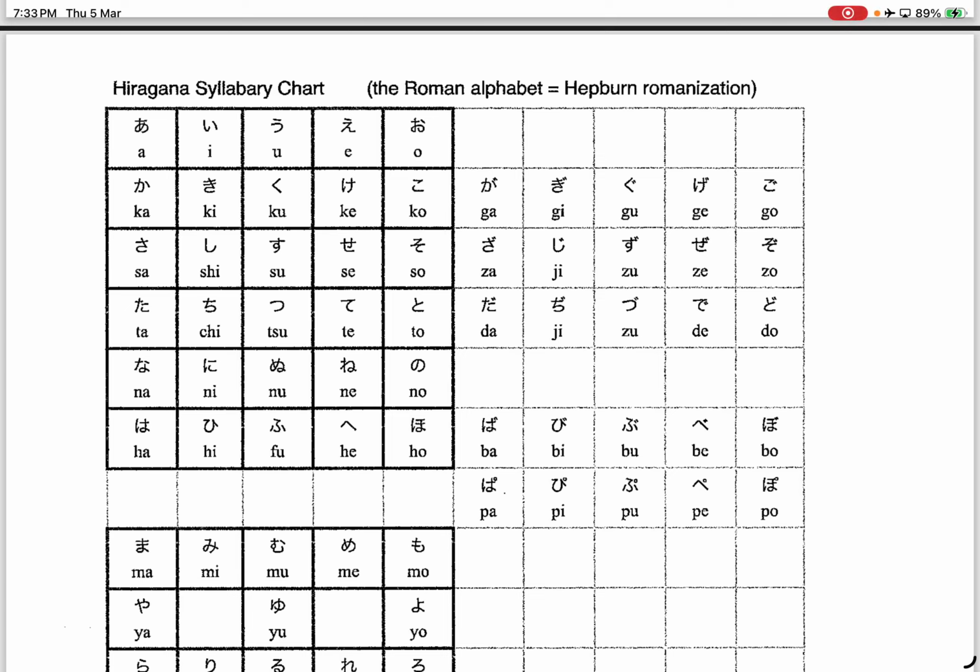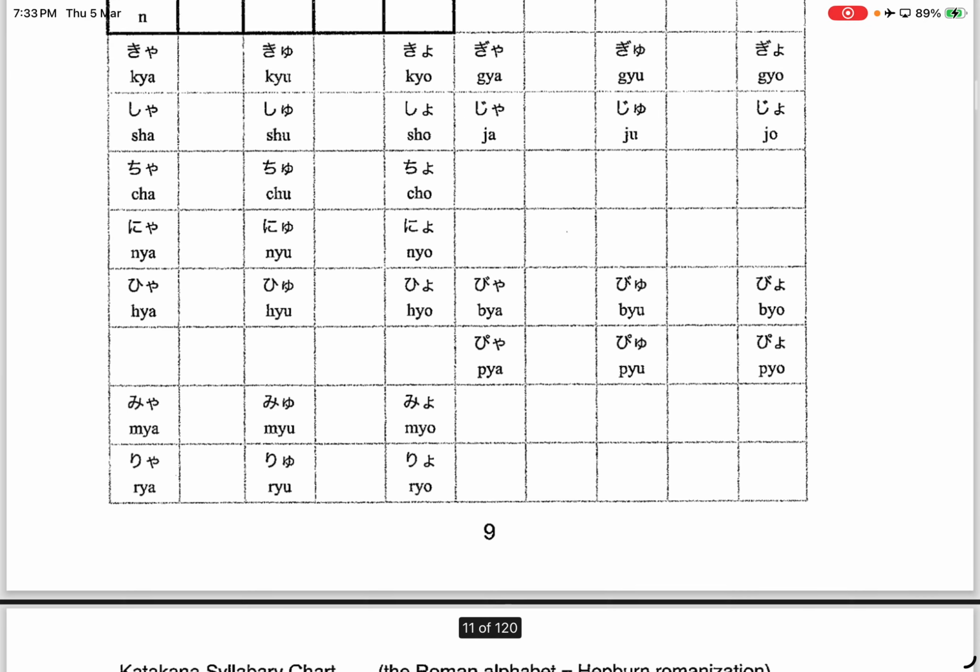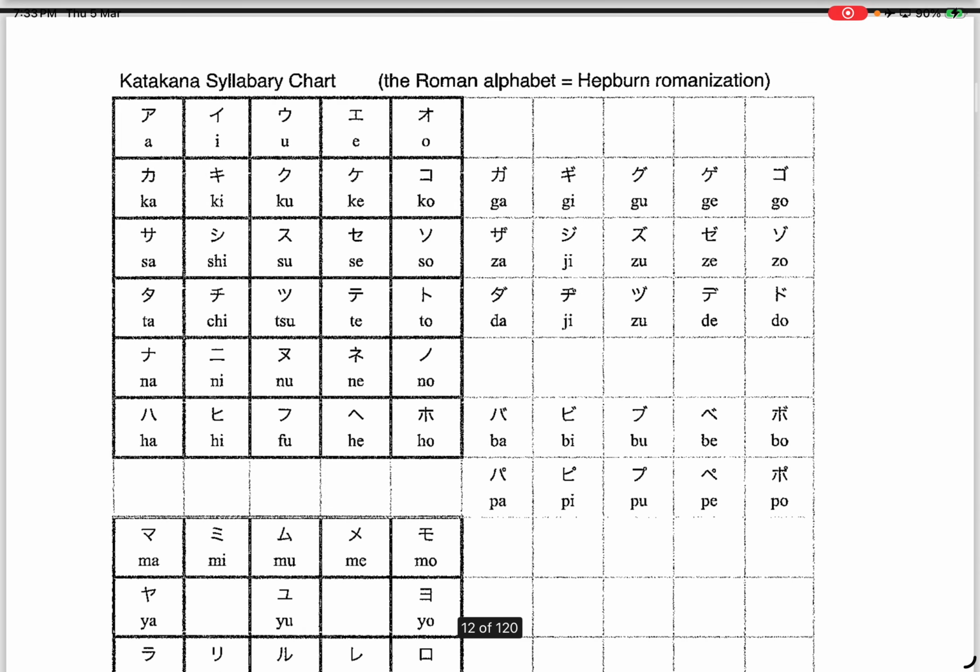Okay, so welcome to Japanese. There are two alphabet systems that we use in the Japanese language. One is called the Hiragana system. Another one is called the Katakana system. So why are there two alphabet systems? It is because Hiragana is the original one that existed in Japan.